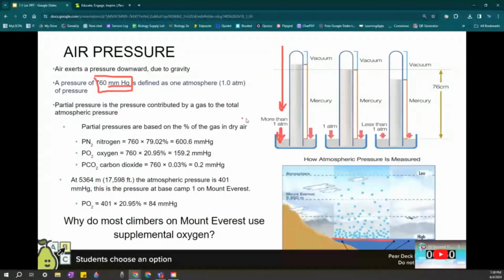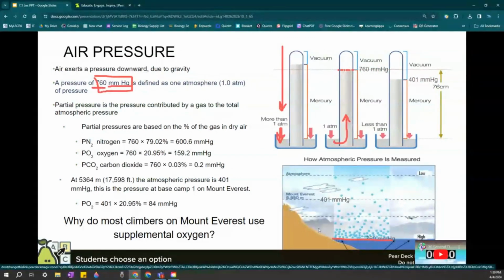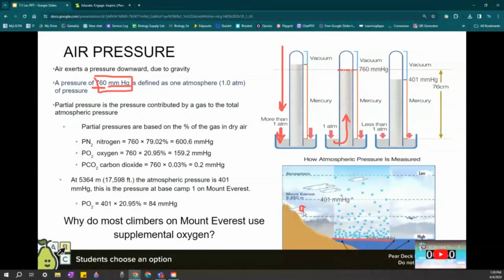And that force is enough force to push the liquid up the vial, up this column, till about 760 millimeters. So this is 76 centimeters or 760 millimeters. This is your air pressure at sea level. But if I climb up this mountain and I go up to the top of Mount Everest, now I have more or less air pressure.